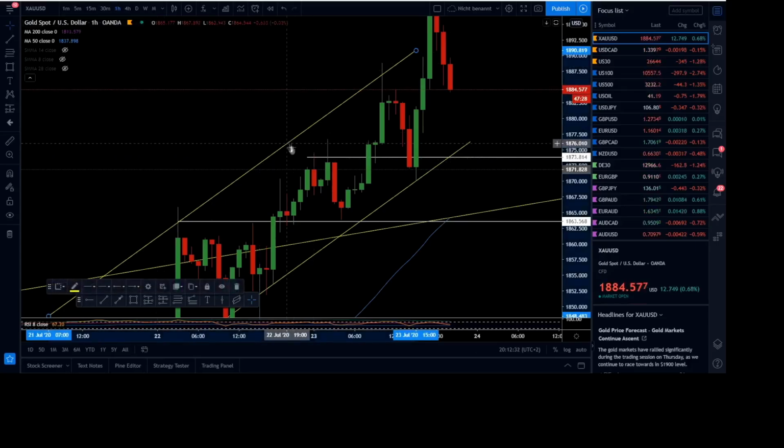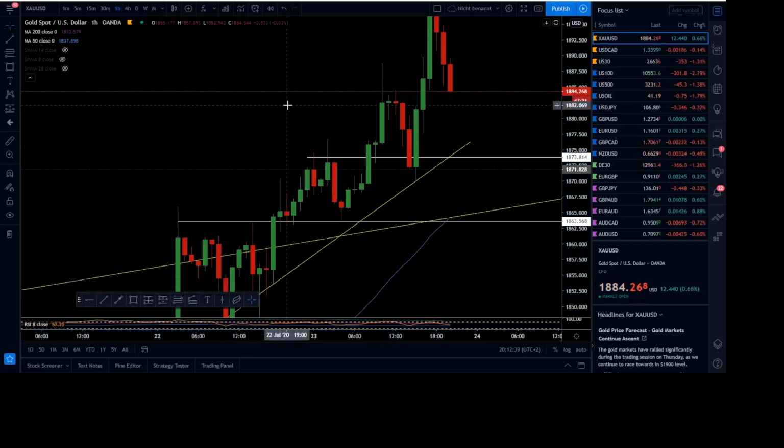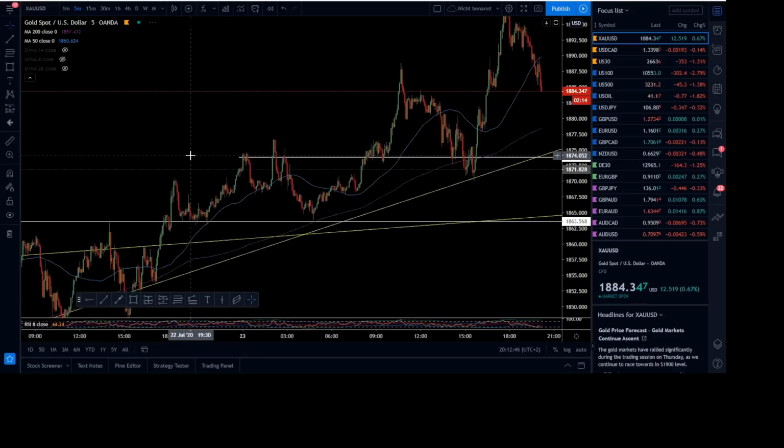And yeah, targets should be major support or resistance levels or psychological levels. And of course, exit confirmations could be kind of structure breaks on lower time frames or something like this.